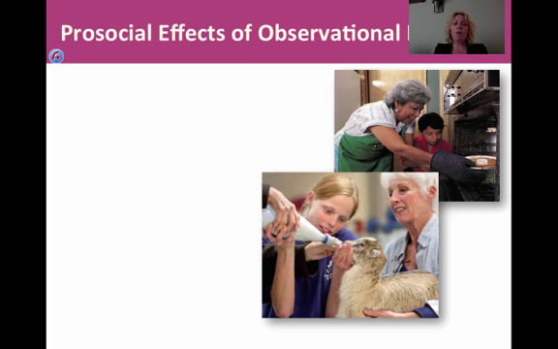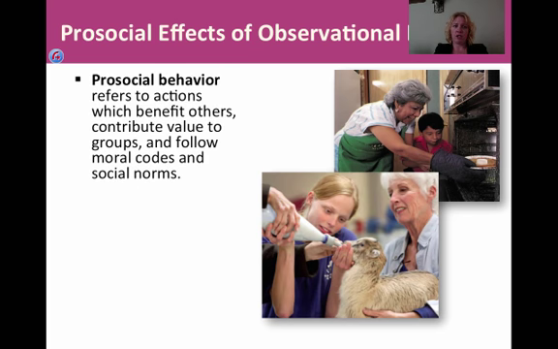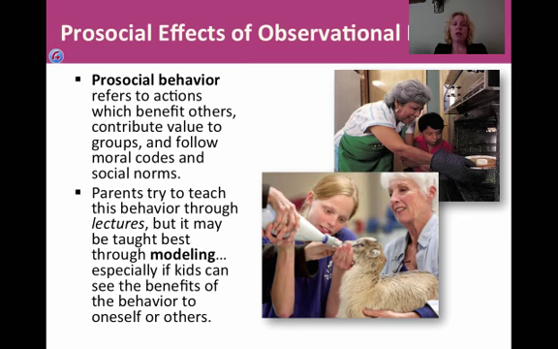So, what about the prosocial effects of observational learning? Prosocial behavior refers to actions which benefit others, contribute value to groups, and follow moral codes and social norms. Parents try to teach this behavior through lectures, but it may be best taught by modeling, this idea of practice what you preach, parents, right? Especially if the kids can see the benefits of the behavior to oneself and others.